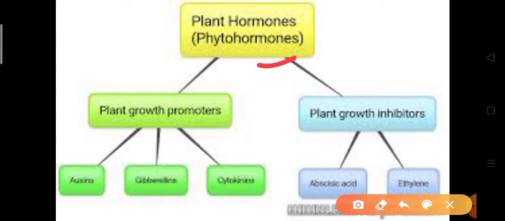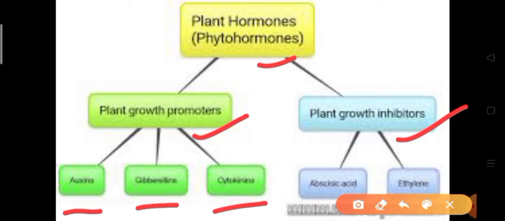Okay, so there are different types of plant hormones. They are divided into two categories: plant growth promoters and plant growth inhibitors. Plant growth promoters include auxin, gibberellin and cytokinin, and plant growth inhibitors include abscisic acid and ethylene. So we will study about them one by one.